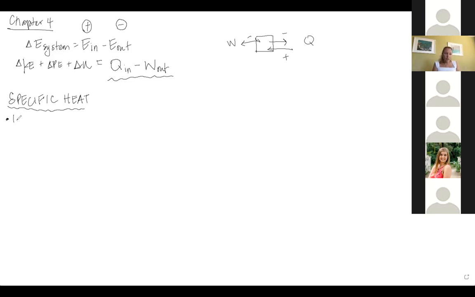So it's an energy required to raise the temperature of a unit mass of a substance by 1 degree.